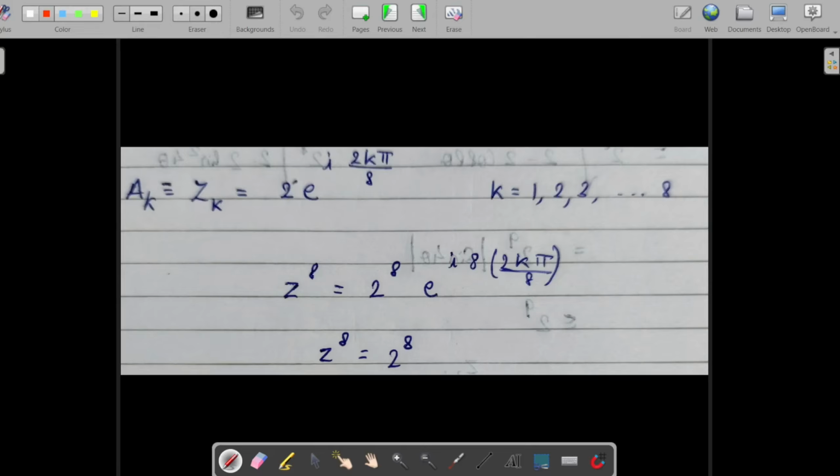Then when you raise z_k to the power 8, you would get 2 raised to the power 8, this whole thing raised to the power 8, so 8 would come here. Then z raised to the power 8 is equal to 2 raised to the power 8. This is exactly similar to this. So this is analogous to this, so you will solve it in a similar way, or you will apply the same properties here as well.